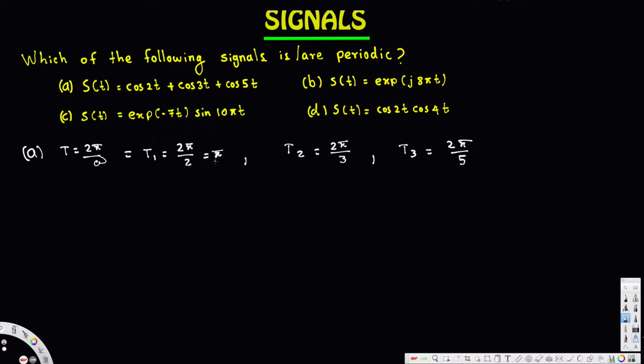Now we have to divide each of these and see whether we are getting a rational number as the ratio. If we get a rational number, it means that it is periodic. So T1 divided by T2: T1 is π and T2 is 2π divided by 3. From this you can see this is 3 by 2. This is a rational number.